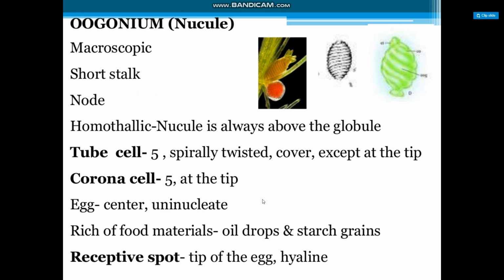Oogonium, or nucule: these are macroscopic. They have a short stalk and a node, and are homothallic. The nucule is always above the globule, with five spirally twisted tube cells covering it except at the tip, and five corona cells at the tip. The egg at the center is uninucleate and rich in food material, oil drops and starch grains, with a receptive spot at the tip of the egg, which is hyaline.